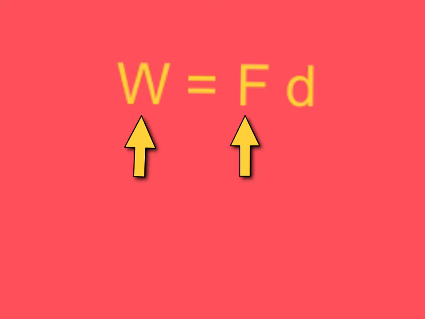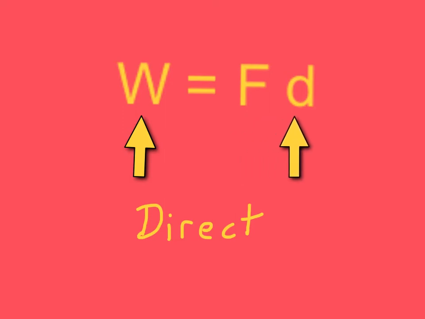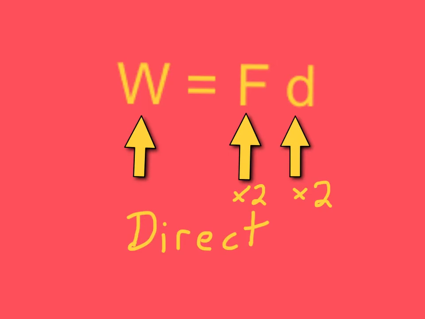However, if either the force or the displacement is increased, then the amount of work done does increase. We refer to that as a direct relationship. The increase in either force or displacement is proportional to the increase in work. If both force and displacement increase, the amount of work increases proportionally. For example, if we double the force and double the displacement, then the change in the total amount of work done would be an increase of 4.